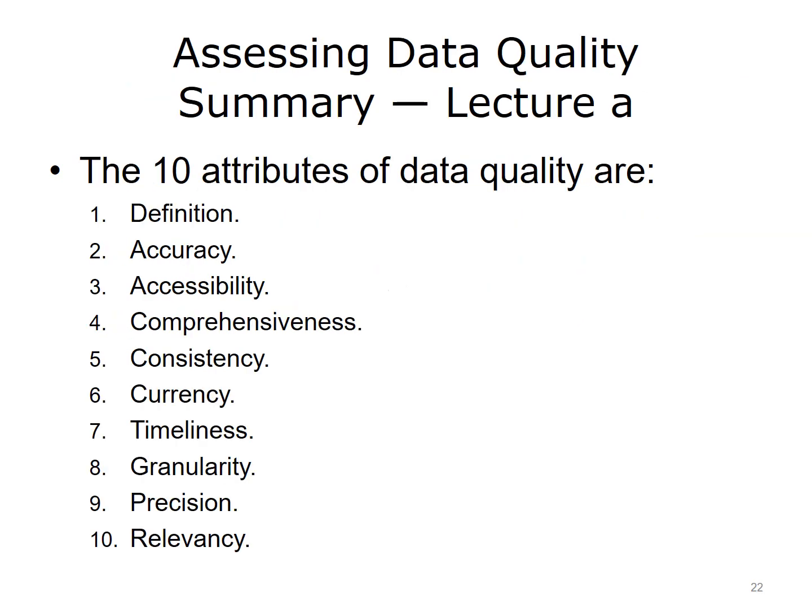This concludes Lecture A of Assessing Data Quality. In summary, data use for research purposes is collected under different conditions than that used for QI. Poor quality data contributes to error. The 10 attributes of data quality are definition, accuracy, accessibility, comprehensiveness, consistency, currency, timeliness, granularity, precision, relevancy.